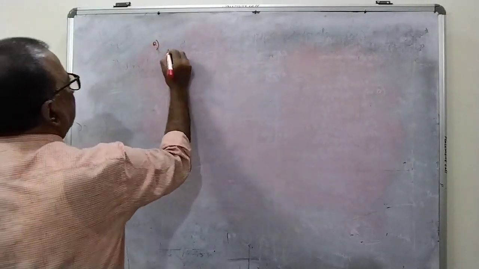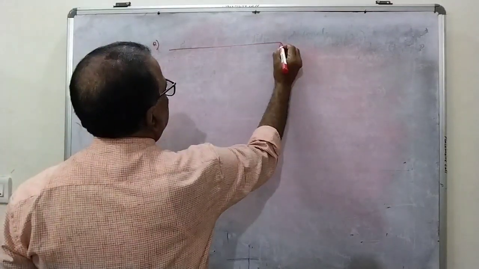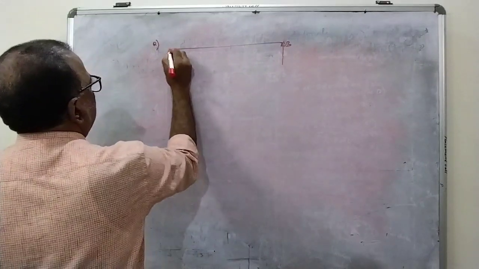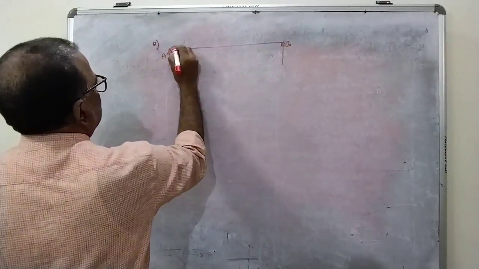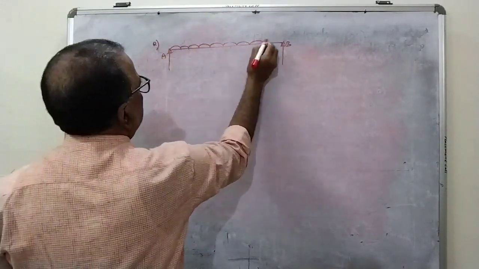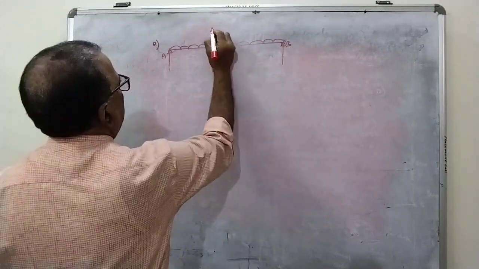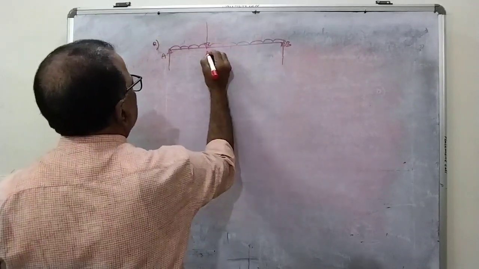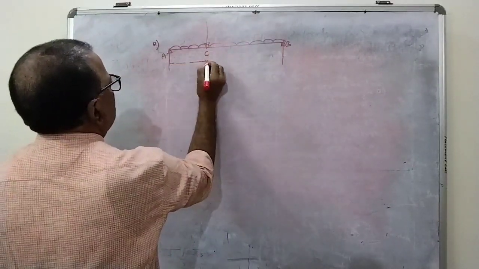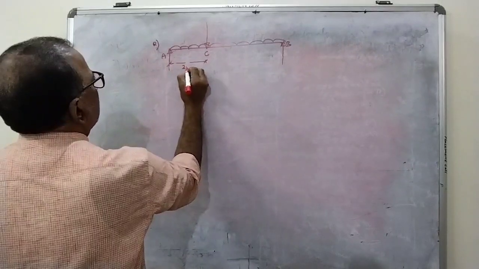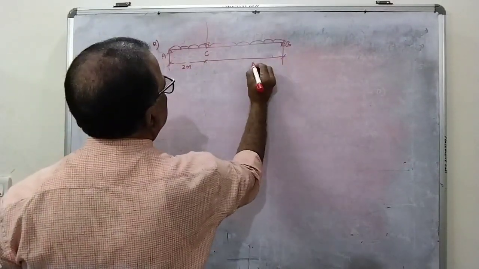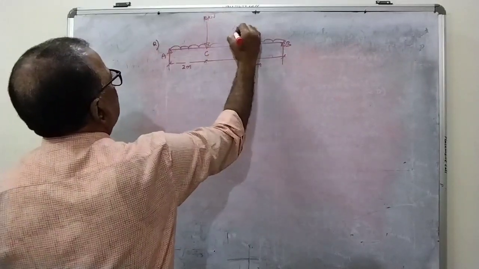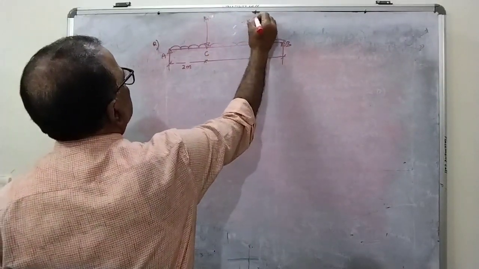Now let us go for the next problem. That is the same simply supported beam. Let us take the UDL for the full length, and let us say 1 point load is acting at a distance of 2 meters, and let us say this is 3 meters, and this load is 10 kilonewtons. Let us say the UDL is of 2 kilonewton per meter.